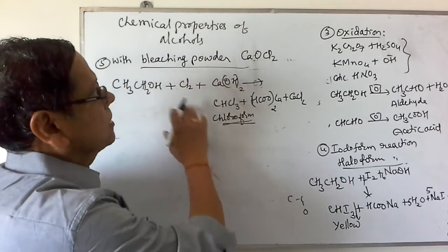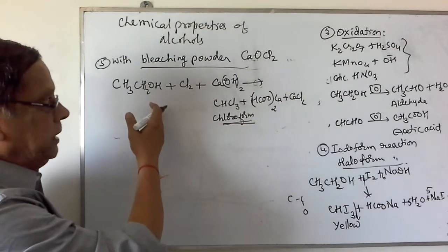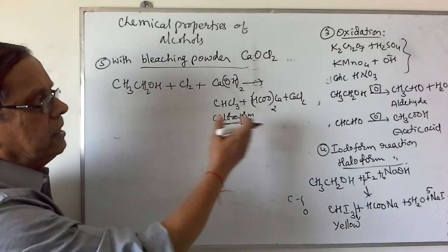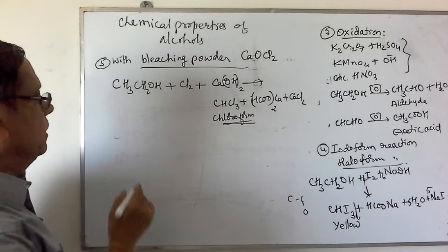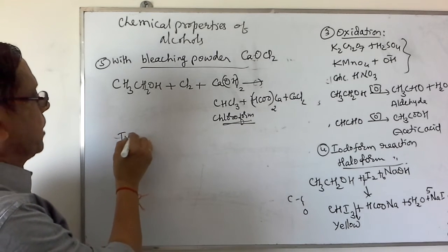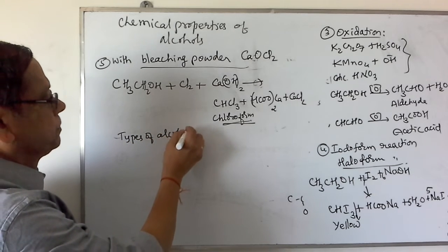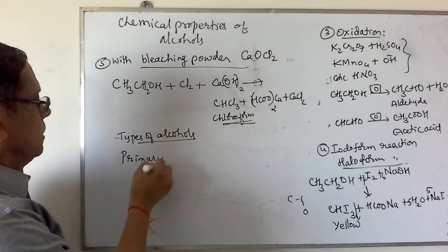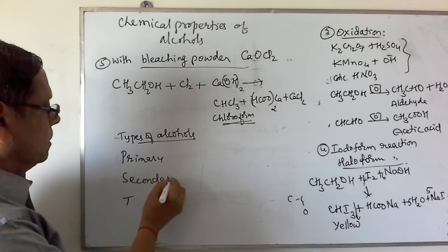So this is about some more reactions of ethyl alcohol as a representative compound. We can generalize these reactions for the other alcohols also. But remember, alcohols are of three types: primary, secondary and tertiary alcohols.